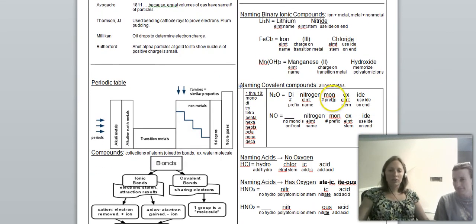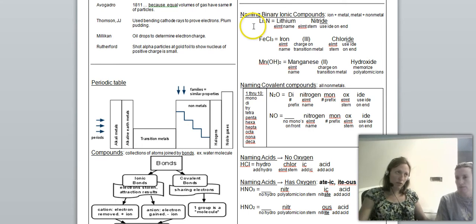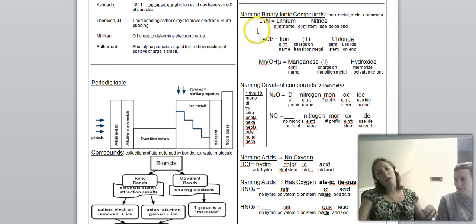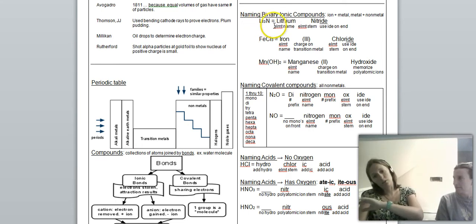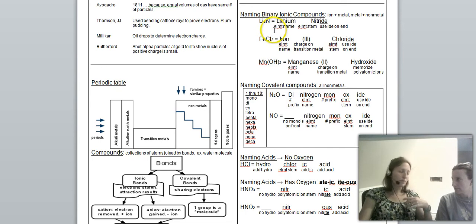And now a bunch of naming. If you've got an ionic compound, and you need to remember that an ionic compound, which has ionic bonds, is usually comprised of a metal, which is from the left side of the periodic table, and a non-metal, which is from the right side of the periodic table, unless you're dealing with polyatomic ions. You can kind of stick those in instead.